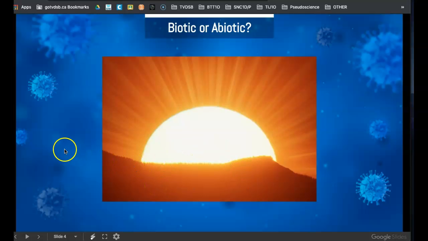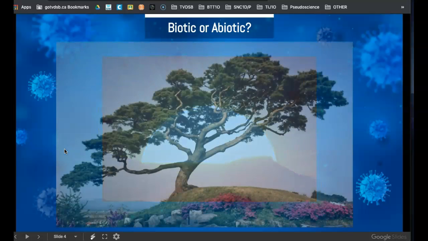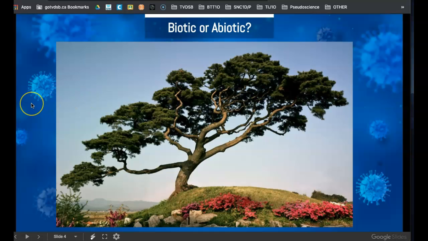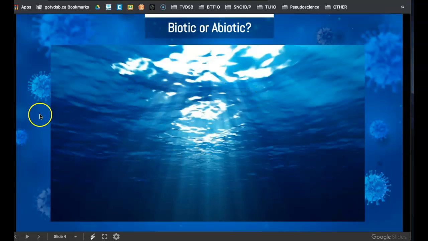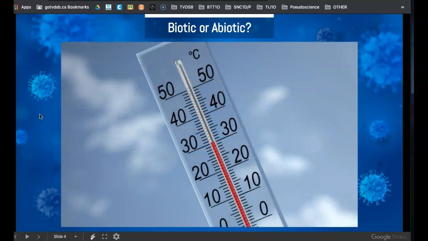Well, it's the sun, so that's abiotic. How about this? We have a tree. Try to remember, living is biotic, non-living or never alive to begin with would be abiotic. So the tree is living, so that's biotic. How about this one? We've got water. We don't see anything else here, it's just water. Well, that's not living, so that's abiotic. Temperature. Is temperature alive? No, that's abiotic.